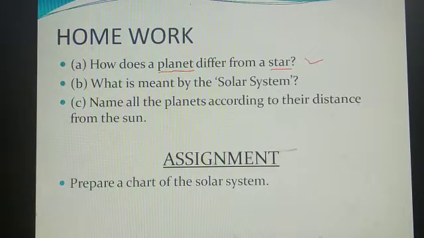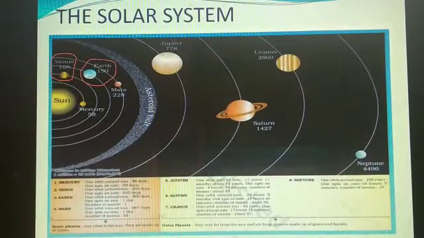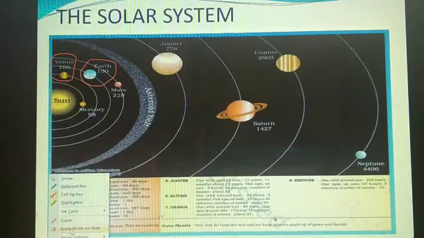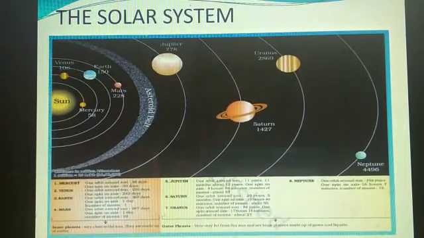Okay. And the last one, that is the assignment that you have to do in your homework notebook, and that is prepare a chart of the what? Solar system. That means you have to draw this one, this chart. Okay. Our sun should be in the center, then all the 8 planets, and including the what? This asteroid belt. You have to draw this chart. There is no need to write this data. You have to only draw this chart.